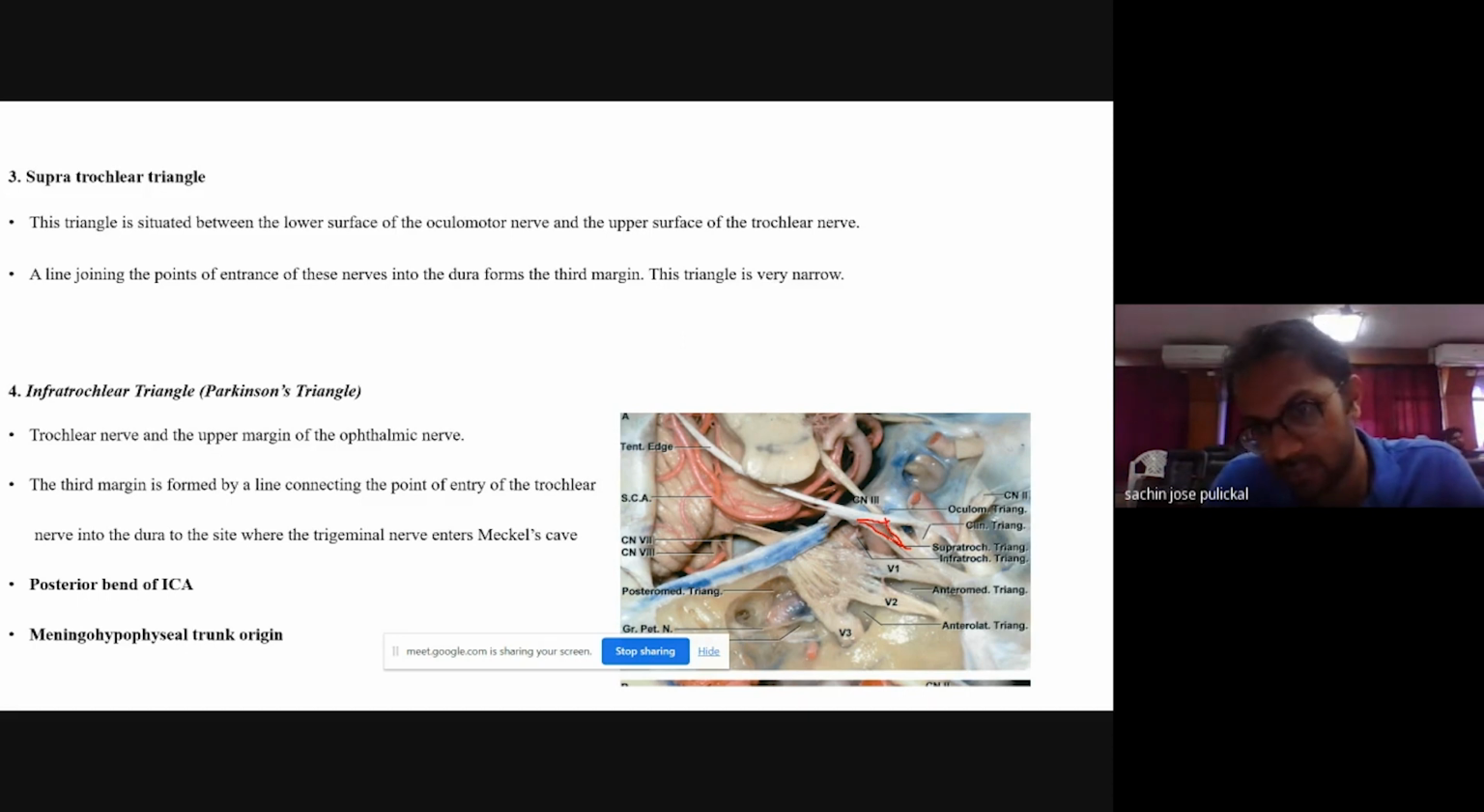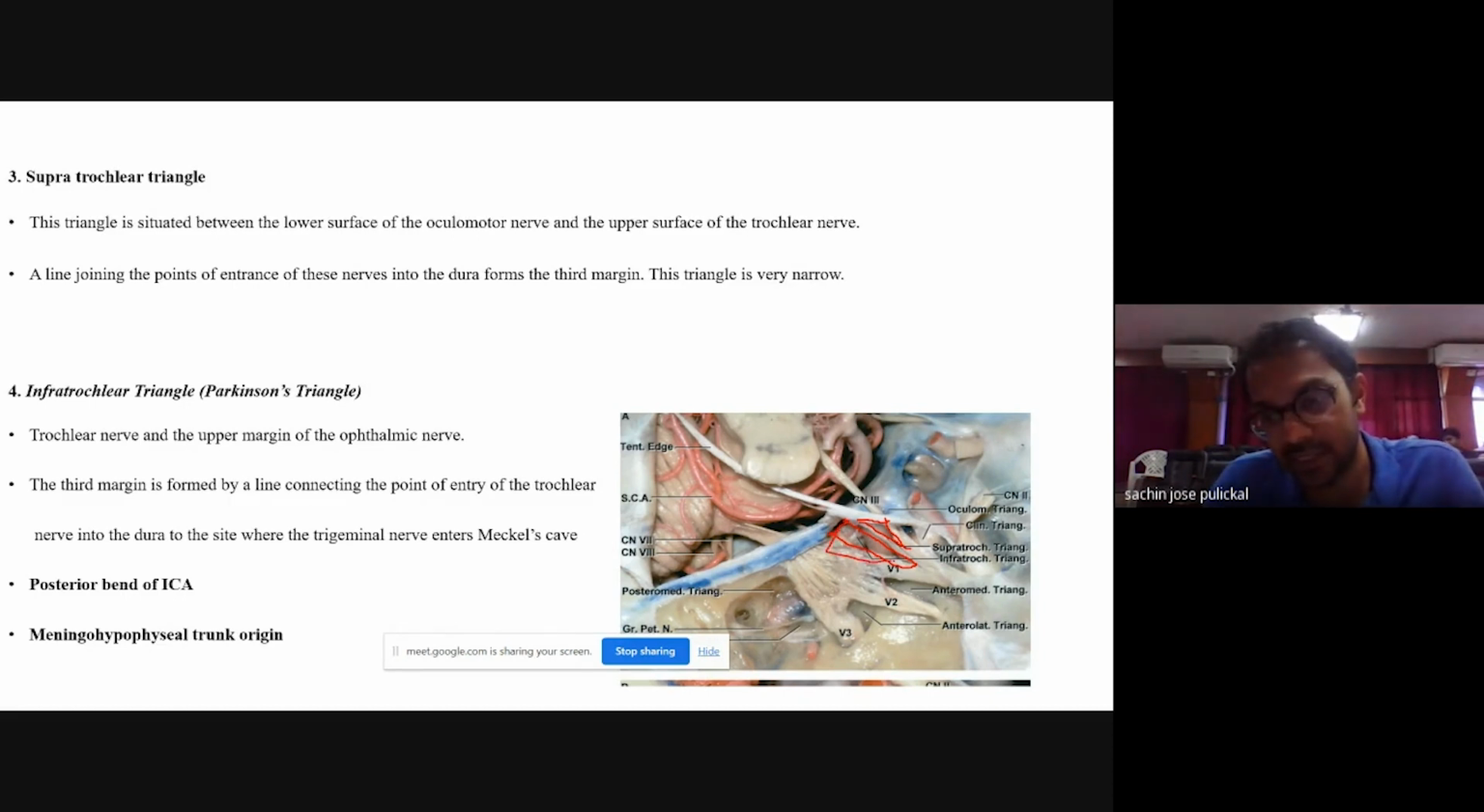As you see, it is a very small triangle, and you can have a glimpse of the cavernous ICA through this. And another important triangle inferior to the trochlear nerve is called the infratrochlear triangle. Since it's important, it is a named triangle. It is also called the Parkinson's triangle. It is the triangle between the 4th nerve, the superior aspect of V1, and the line connecting the Meckel's cave entry and the entry point of the 4th nerve into this.